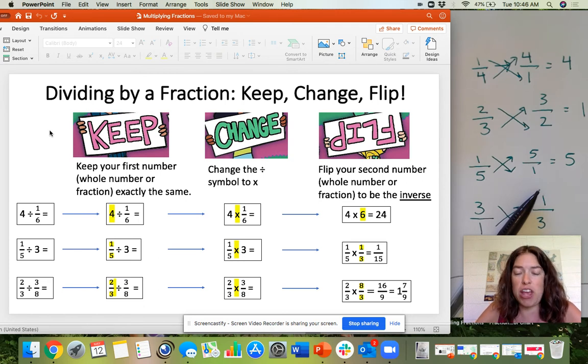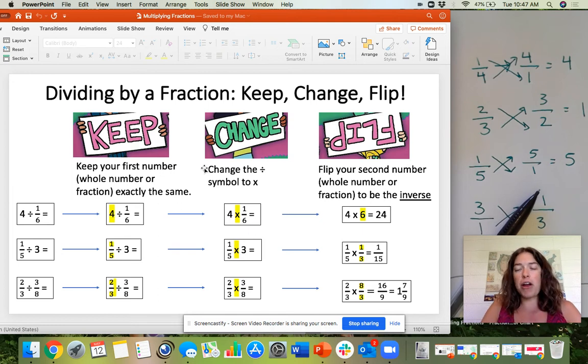After keep, we change. Remember, it goes keep, change, flip. So after we keep the first number exactly the same, we just change the symbol. We are changing the division symbol to multiplication. This is great news because we are experts at multiplying. So first we keep, then we change. Keep that first number exactly the same, then we change the symbol.